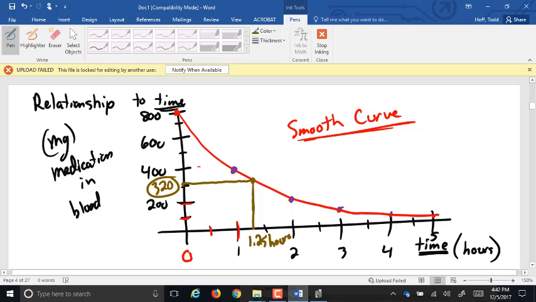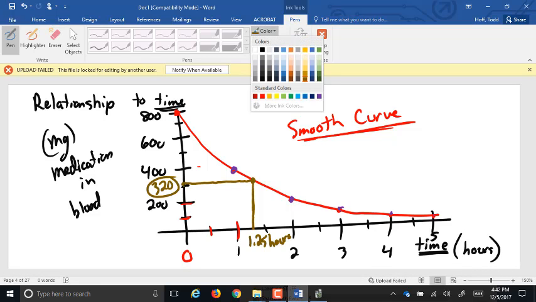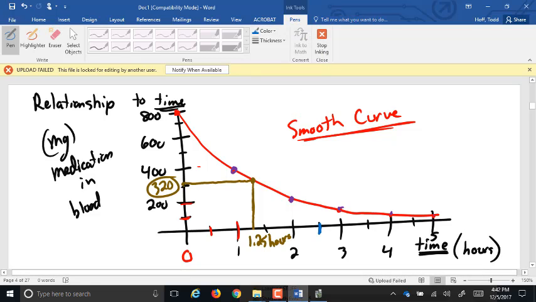So you can very quickly get different values. If I wanted to know the value at 2.5 hours, well, here's 2.5 hours. I trace that up to the curve. Then I go over here. I can see it's between 100 and 200, a little bit closer to 200. That might be 170 or so.